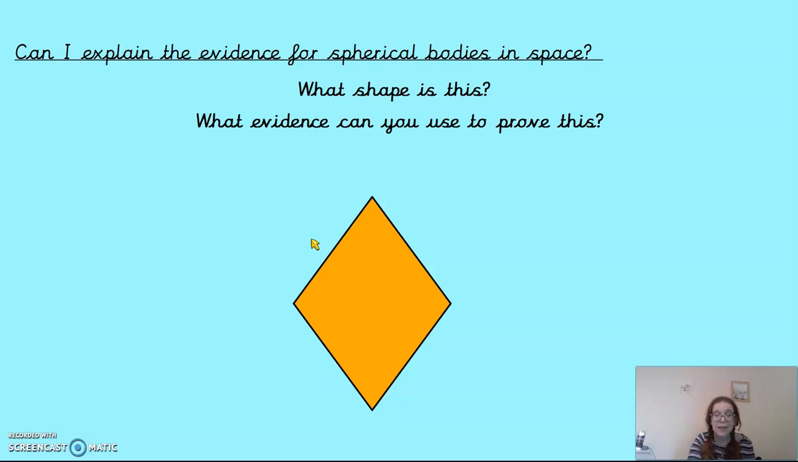Because actually, once you've done that, we are going to go on and we're going to look at the evidence for how we know that Earth is a sphere. How we know the shape of the Earth. So when you're ready, unpause me and then we'll move on.